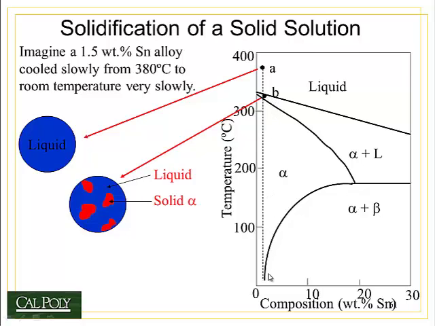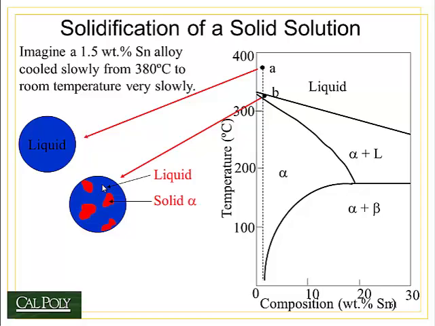But bottom line is the composition of the liquid is higher because we go to the liquidus line to find that composition and then come straight down. And the composition of the solid is less than 1.5 because we go to the solidus line and then come straight down to look that up. We can also talk about the mass fractions. So we have a certain percentage of alpha and a certain percentage of liquid, and those two percentages have to add up to 100% because there's two phases. So what's the percentage of solid alpha and what's the percentage of liquid?